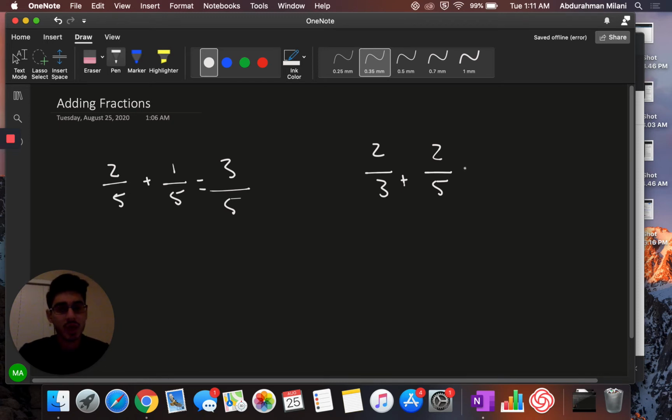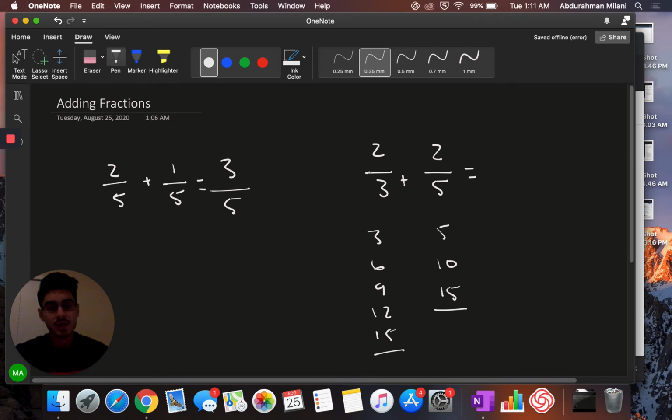Now, we have it where it has a different denominator. We need to find a common denominator. So we can either go 3, 6, 9, 12, 15, and this one would be 5, 10, 15. So 15 is where we find it, and 15 right there. So we need to get to 15. To get to 15 from these two, we need to multiply it by 5.